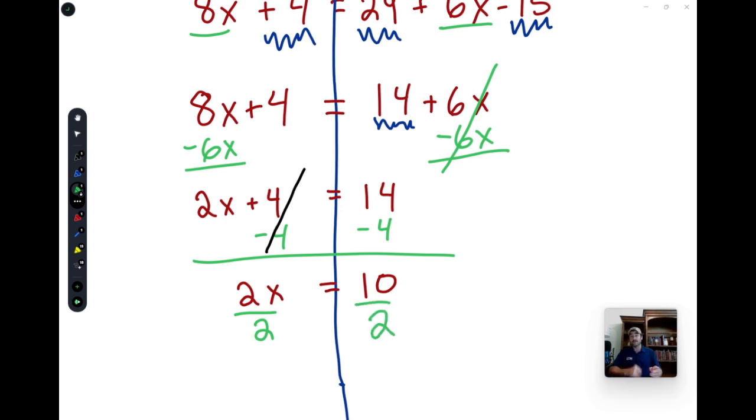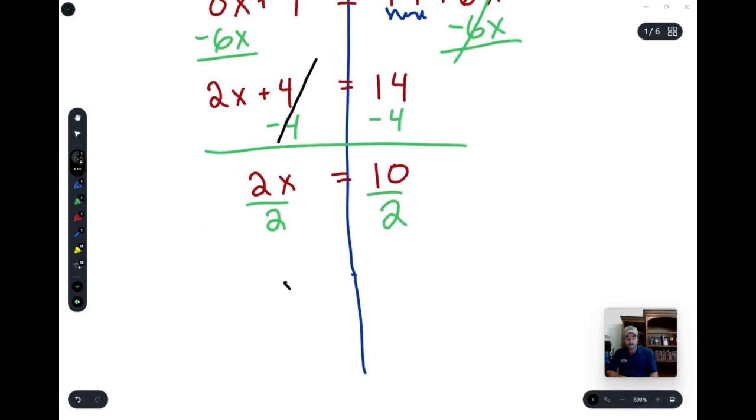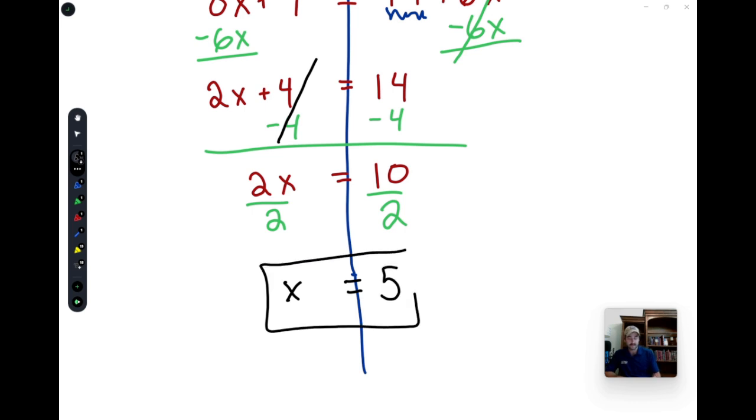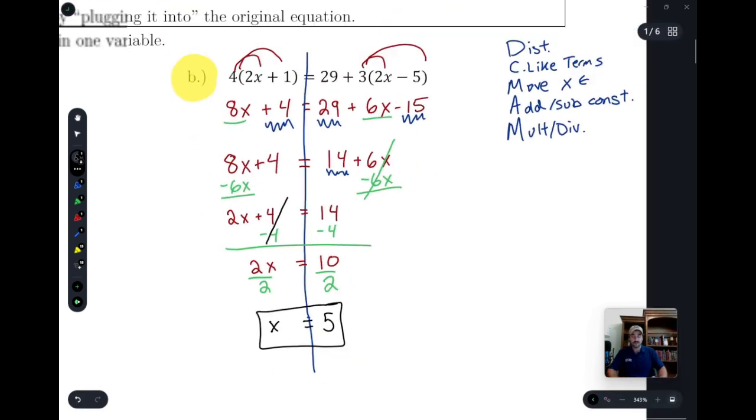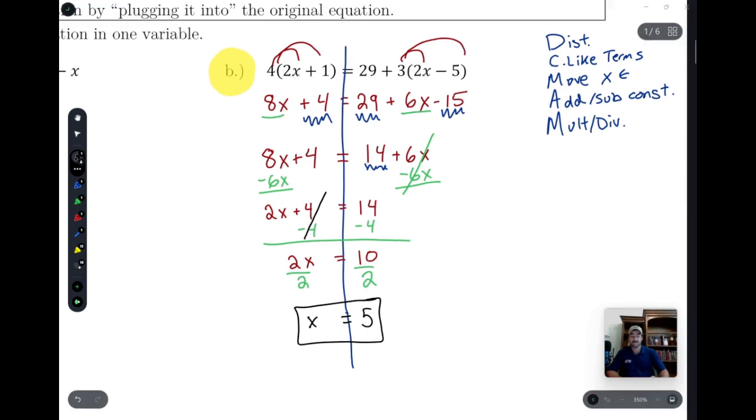Careful here, you're not going to get rid of that x, because 2x divided by 2 leaves the x alone, and the 2 over 2 turns into 1. You've got 2 x's over 2. You've got 2 parts over 2 parts. So we're going to be left with just x equals 5. Zoom out for a second, let you look at that. And that's applying the DCMAM acrostic poem, or acrostic acronym, to this first equation.